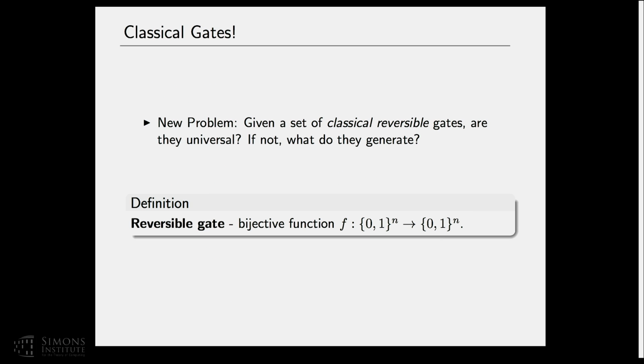Classical gates. So now that you understand the quantum part, let's just focus on classical reversible gates. So the question is now, I give you a classical reversible gate or a set of classical reversible gates, and now I ask you what transformations do those gates generate? They could be universal for classical reversible computation, or they could not be. And if they aren't, then what transformations exactly do they generate? And by reversible gate here, I just mean some bijective function from bits to bits.